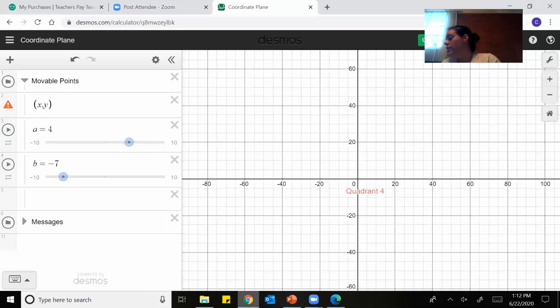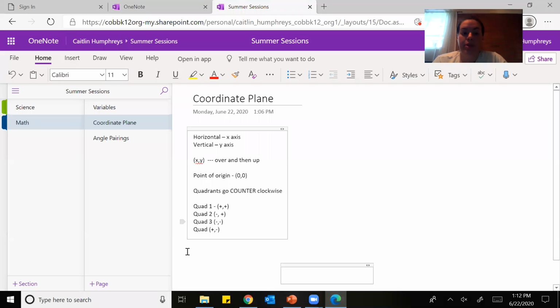So let's see. What's an easy way to do this? Positive and negatives on the quadrant. Okay. So when I get a number, how do I know what to do with it? So let's look. Example.